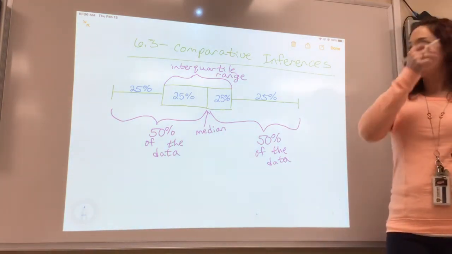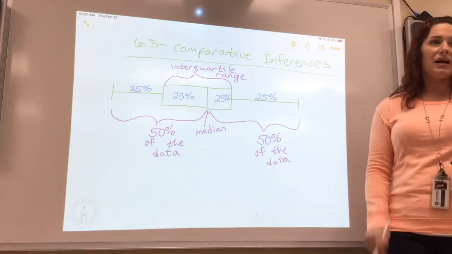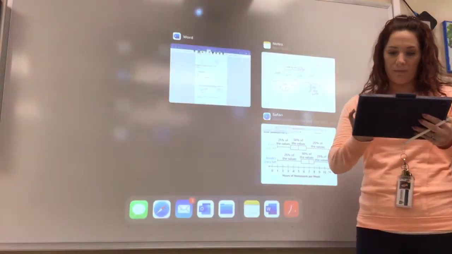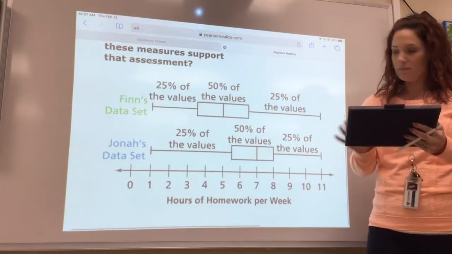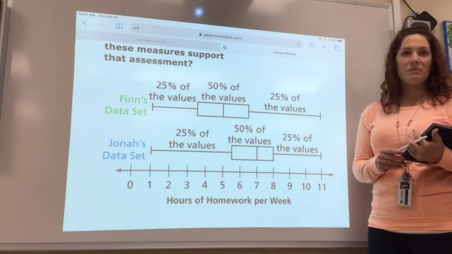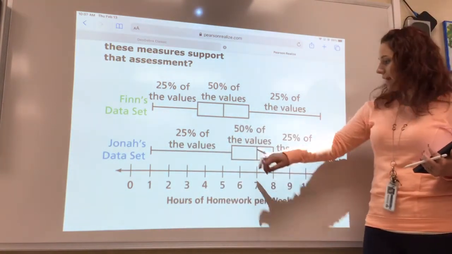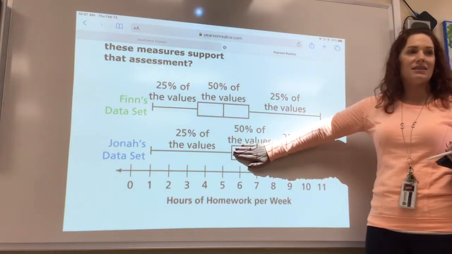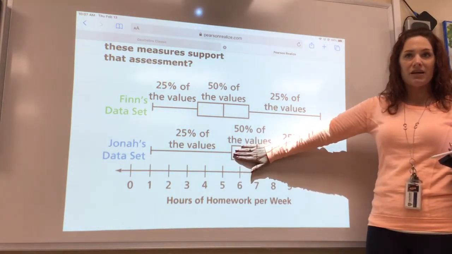Okay, so here's the general idea of how a box plot splits the data. So let's go back to Finn and Jonah's problem. So hopefully these numbers make a little more sense. 25% of the values are on the left whisker. Why do they say that 50% of the values are in the box? Why does the box contain 50% of the data?